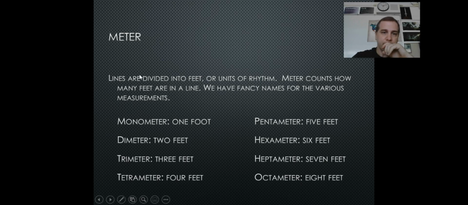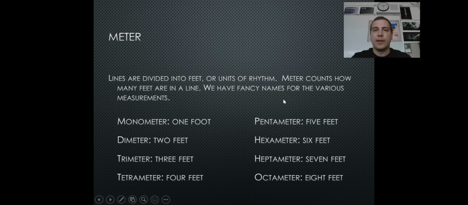And so each of those feet determine the rhythm, and there's a name for how many feet are in a line of poetry. And so if there's 1 foot in a line, it's called monometer. If there are 2, it's dimeter. Trimeter is 3, tetrameter is 4, pentameter is 5, hexameter is 6, heptameter is 7, octameter is 8. It could probably go up even more, right? So that's how many feet there are.